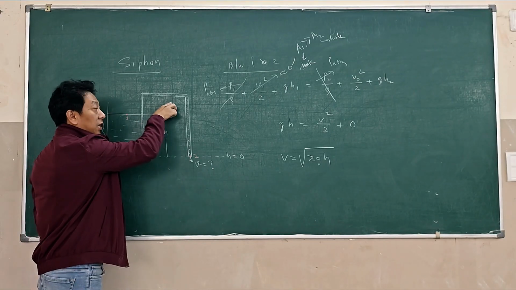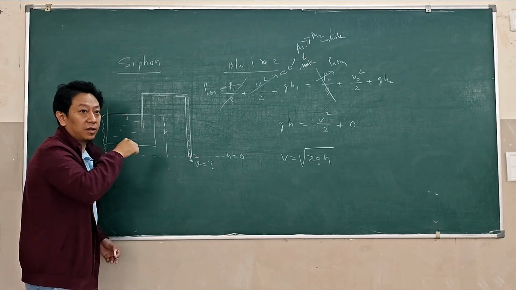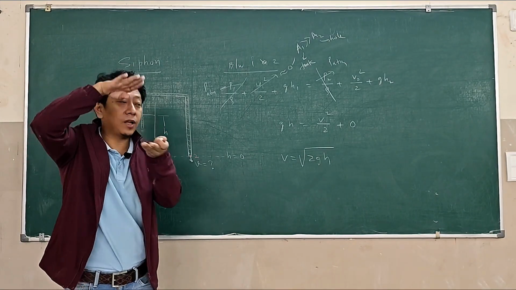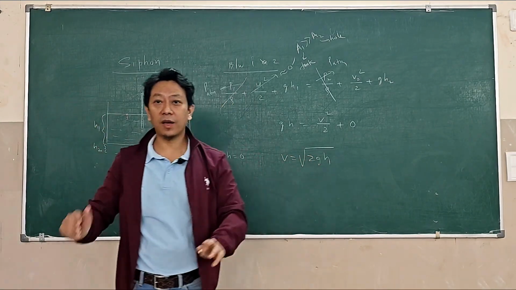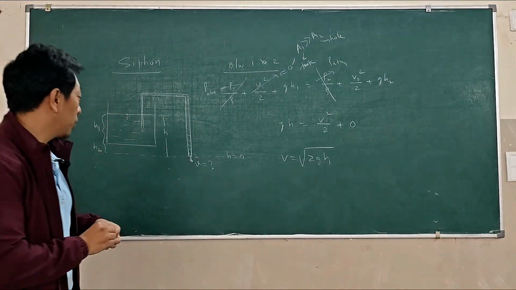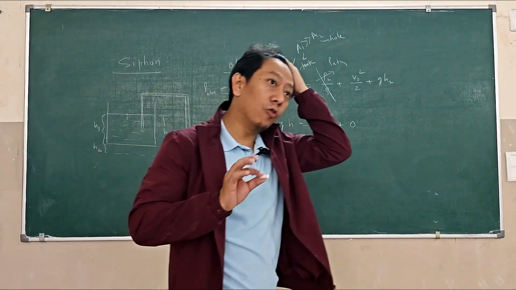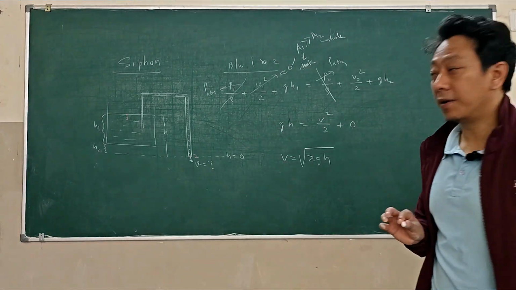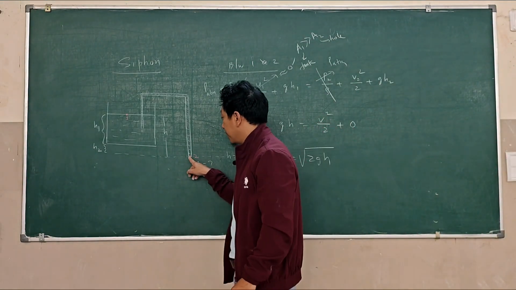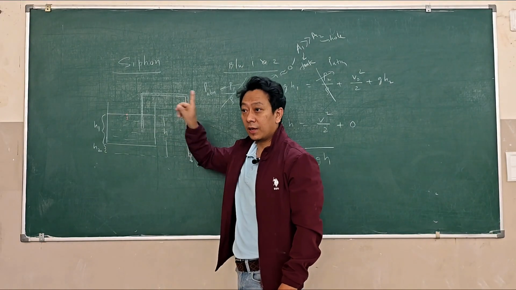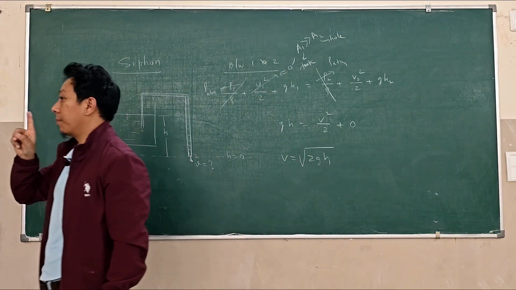If this goes above this level, H will be negative. If you take this H positive, this H will be negative. Negative under root will be imaginary. So if your mouth is above this level, it will not work. Now one very interesting question is there. Even if this point may be below this point, there is a chance water may still not come out.